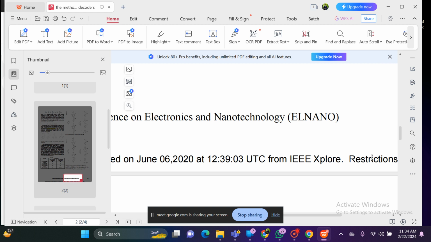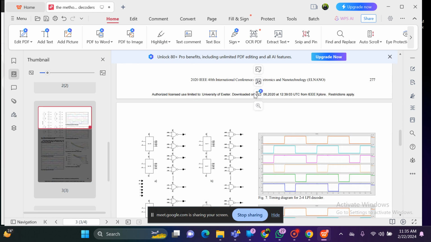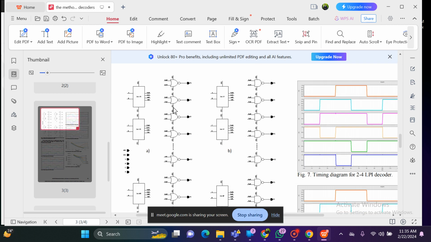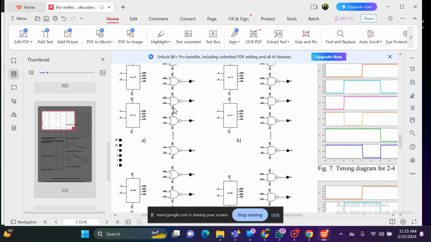Then with that, whatever 2 to 4 decoders we have designed, with the 2 to 4 decoders, again 4 to 16 decoders can be designed. 3 to 8 and 4 to 16 can also be designed. Here there is not clear information.